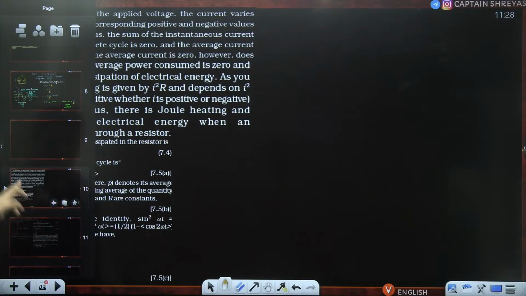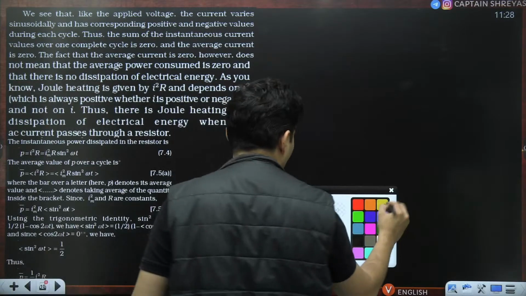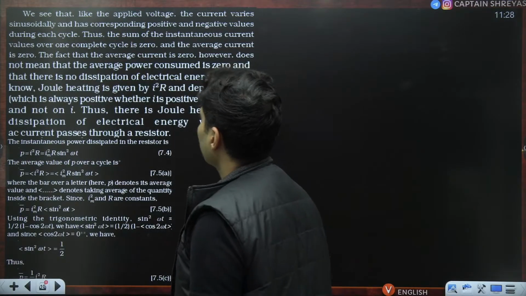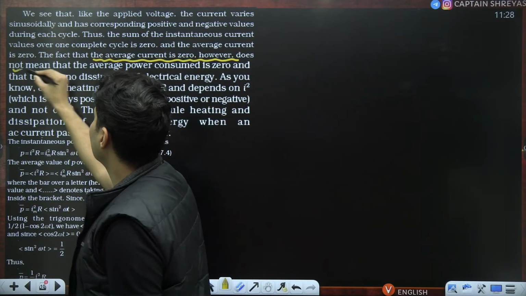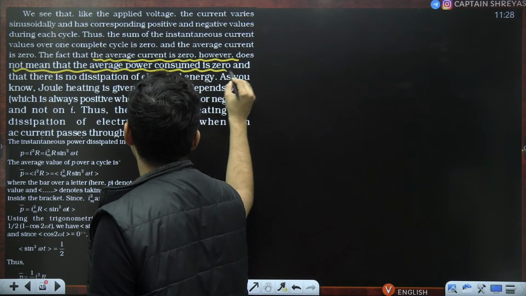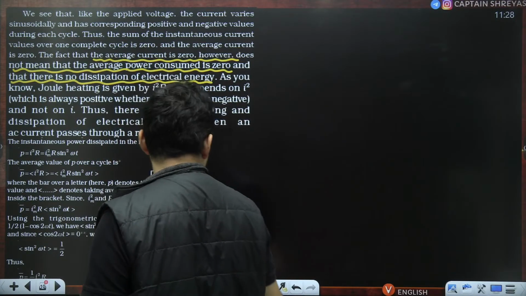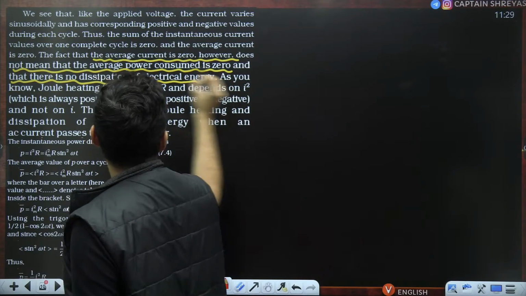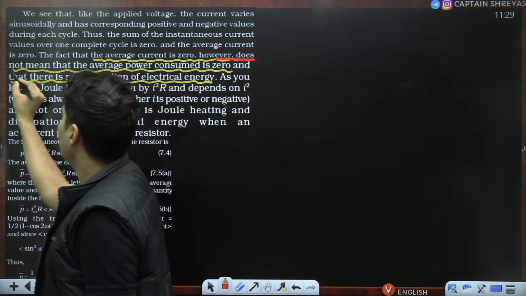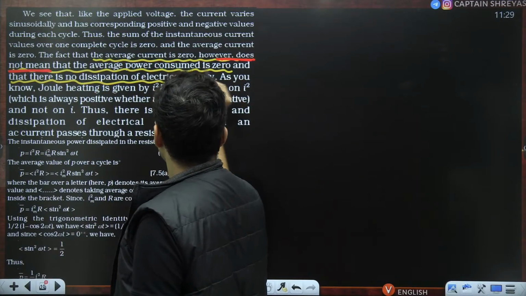All right. Now, in the next part, they do some calculation for the power. The fact that the average current is 0, however, does not mean the average power is 0 and that there is no displacement of the electrical energy. That is not true. That's what they say. However, this word "does not mean" is very important. Average power is 0. That is not true.